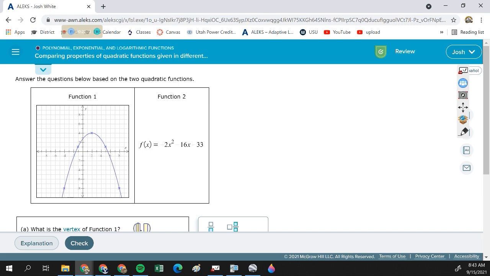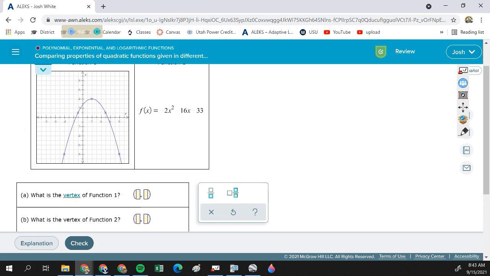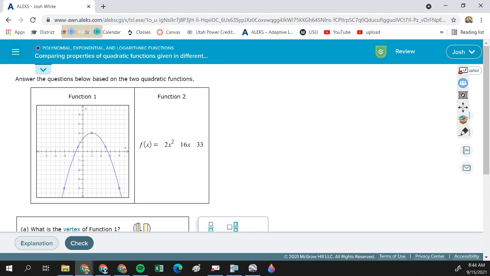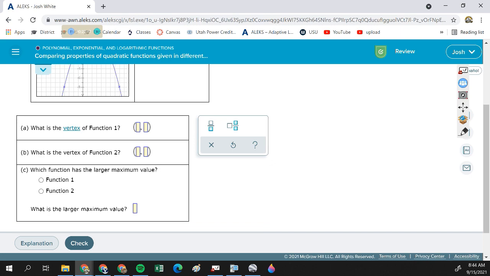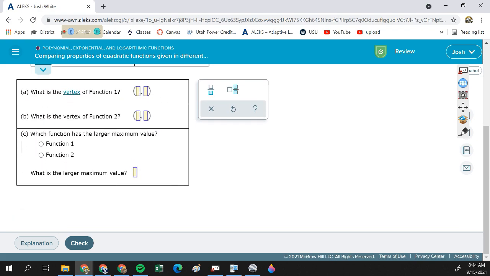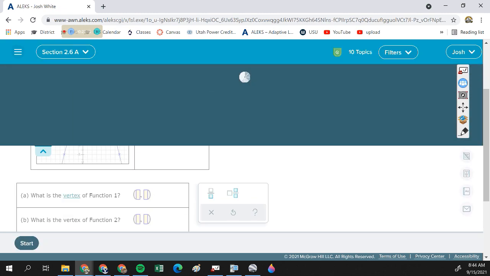All right. So we have a graph and we have the equation of a function. And it says function 1, what's the vertex, and what's the vertex of function 2. So for function 2, you would move the 33 out of the way, and then you'd factor out the negative 2 and complete the square. Okay, which function has a larger maximum value? So you need to figure out where the vertex is for function 2, and then calculate which one is higher. And, oh, that's it. That's easy.